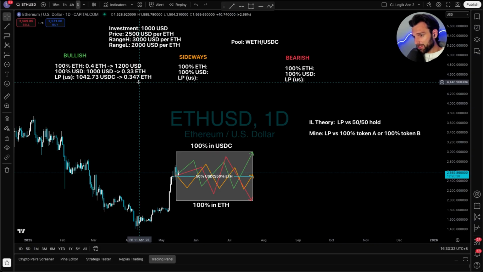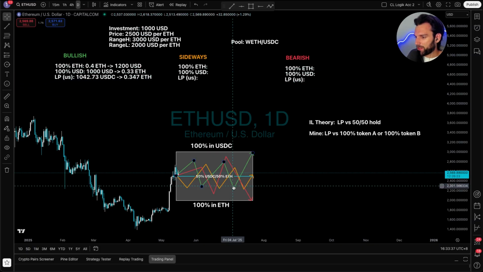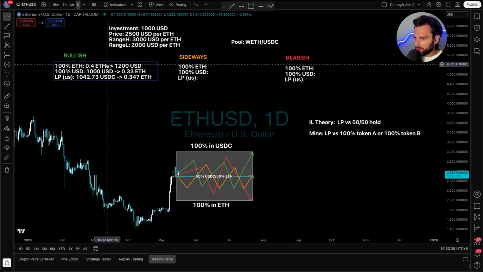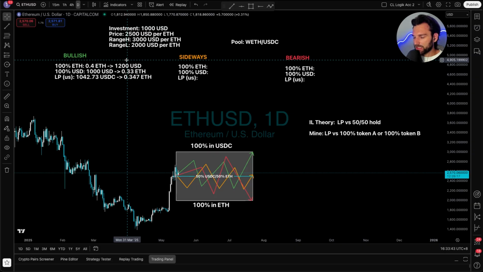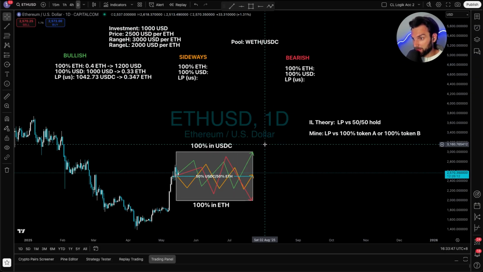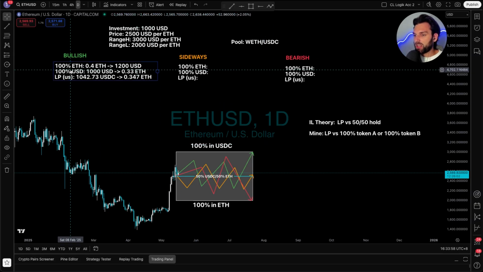So compared to someone holding 100% ETH, 100% ETH is a clear winner here because price went up. That portfolio consists of 1,200 USD now. That is the big winner. That portfolio has gone up by 20% because price went up by 20%, right? So his delta is 1. He's completely exposed. When price goes up 20%, his portfolio goes up 20% as well. Very good move there in the bullish scenario.